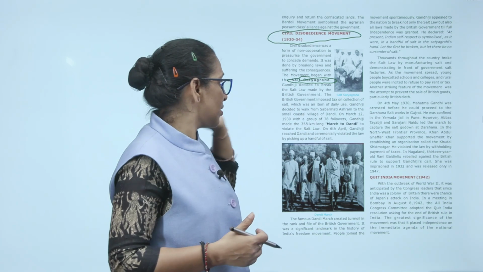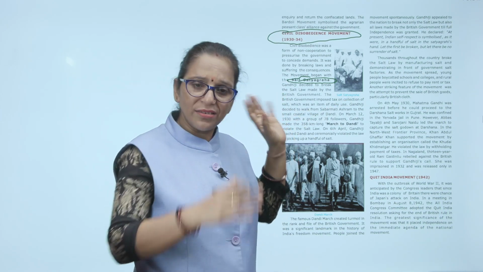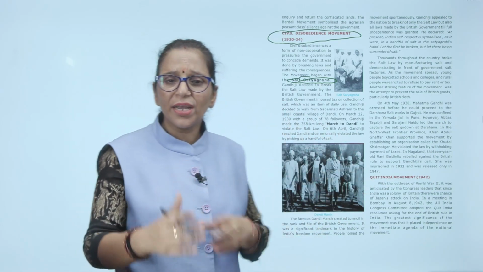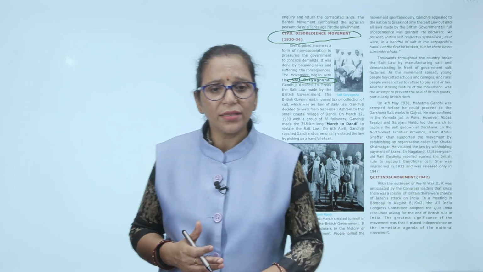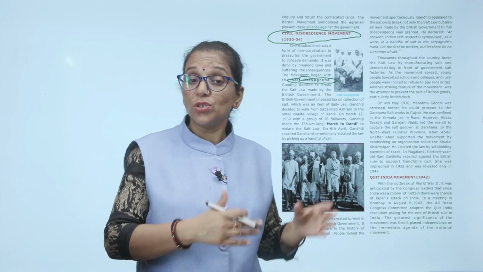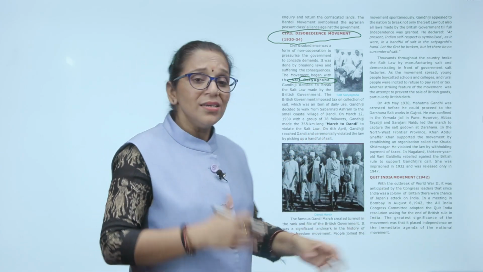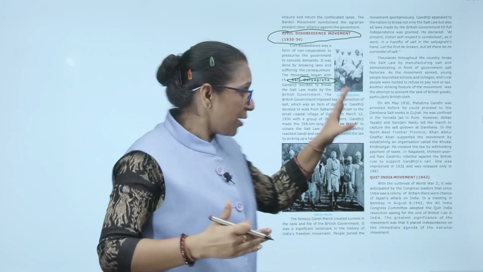See, they imposed a tax on salt. And Gandhiji decided to walk from the Sabarmati Ashram. He started his salt march from the Sabarmati Ashram along with 78 followers on March 12, 1930. Gandhiji made the 358-kilometer-long march to Dandi. Dandi is a coastal village in Gujarat, where he reached on 6th April, and ceremonially, with the help of the villagers, he broke the salt law. So that was the Dandi March.